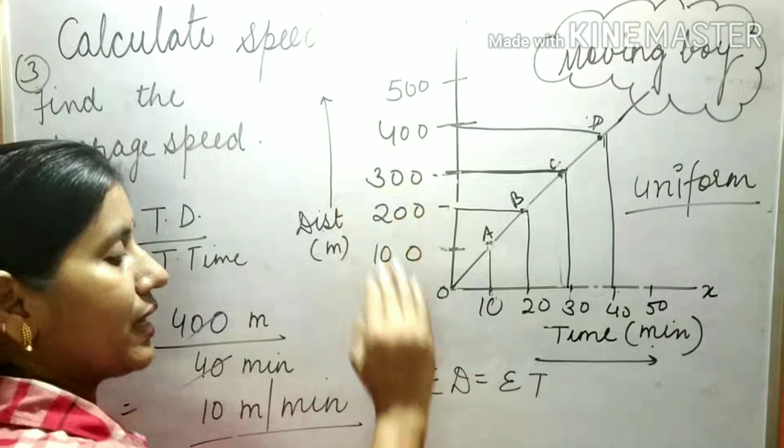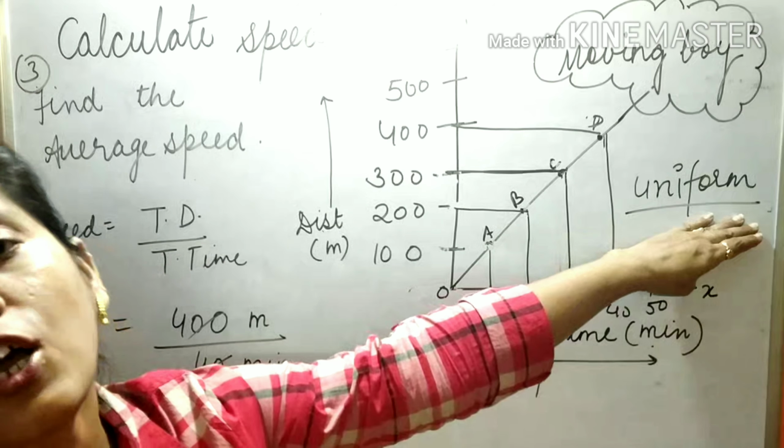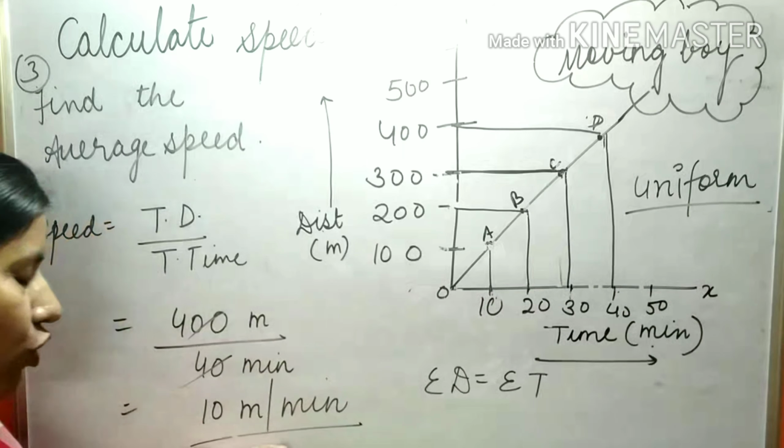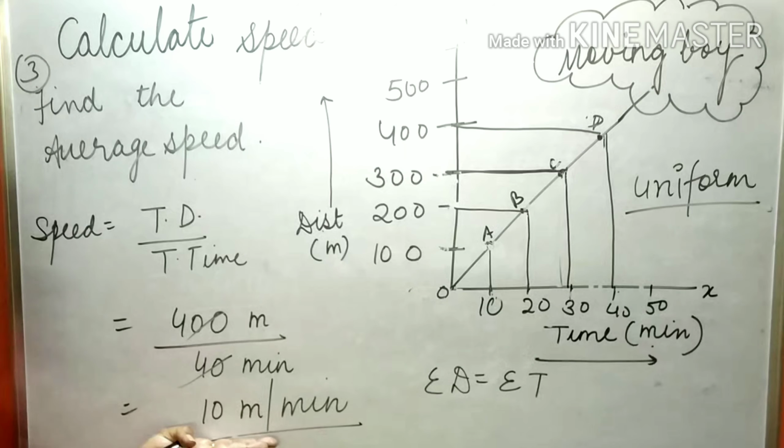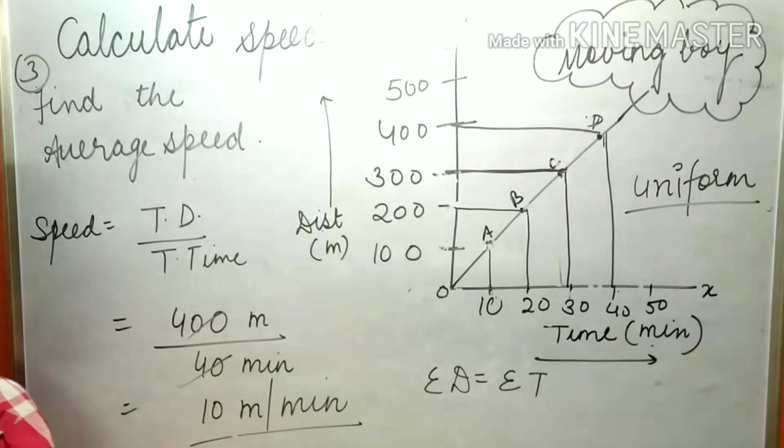तो इक्वल डिस्टेंस इन इक्वल इंटरवल ऑफ टाइम जब होगा तो ग्राफ कैसा बनेगा? यूनिफॉर्म. And this we have seen also. हर बार आंसर इज कमिंग 10 मीटर पर मिनट. This shows the uniformity with which the boy is moving. Fine. I hope you can understand it this well.